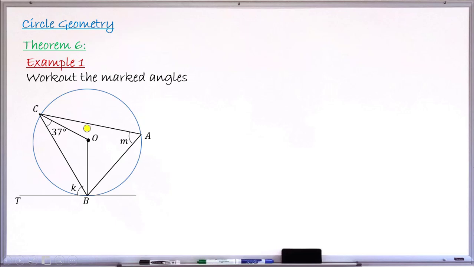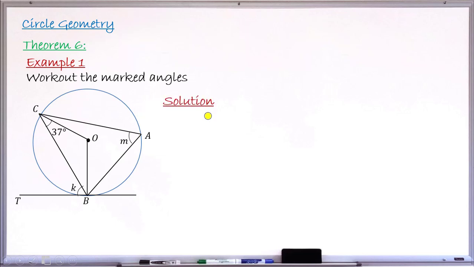So example number 1, it says work out the marked angles. The marked angles here are angle M and angle K. From this drawing, I can see a circle, center O. I can see a tangent TB. This is a tangent because it just touches the circle at one point. So this is a tangent. And I have an angle of 37 degrees here.